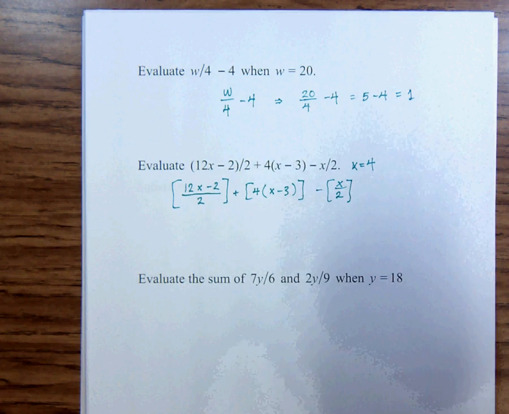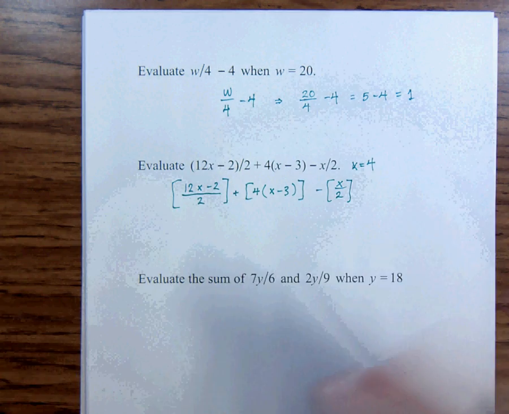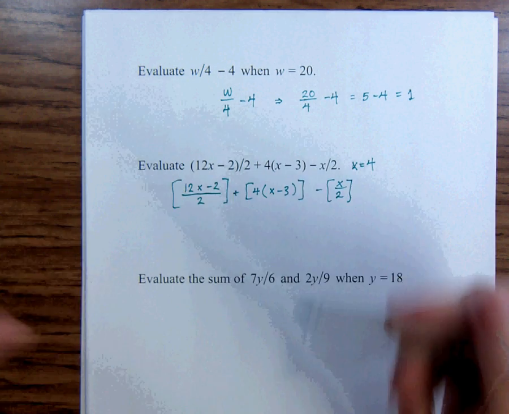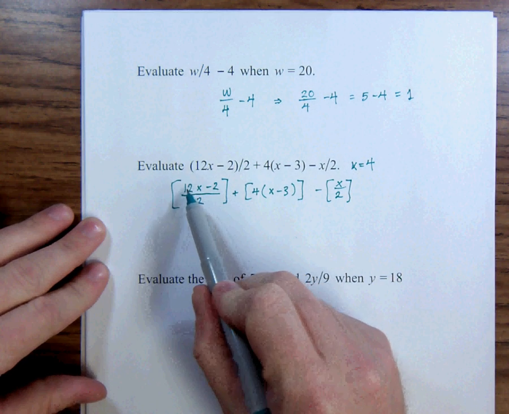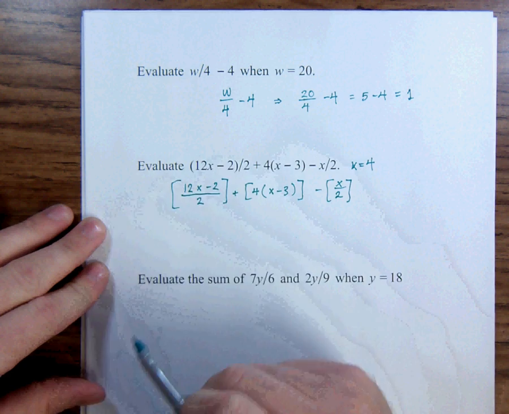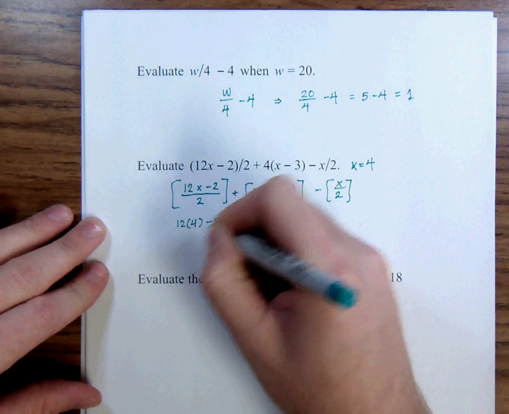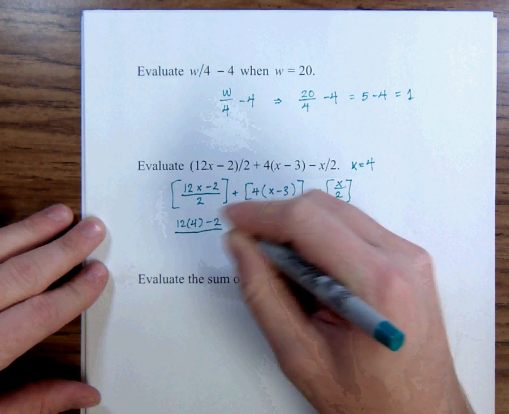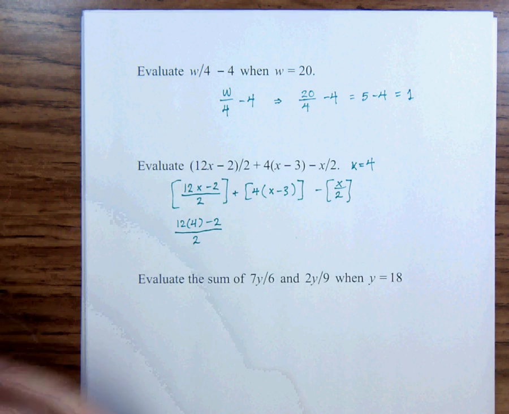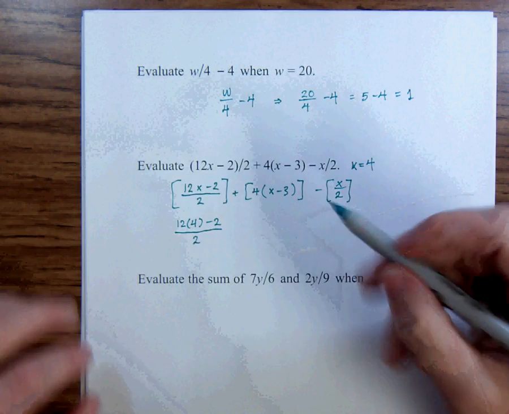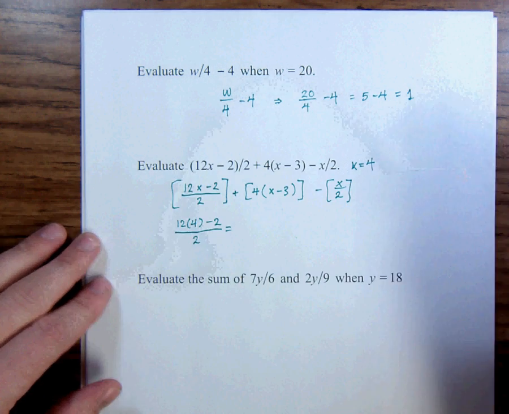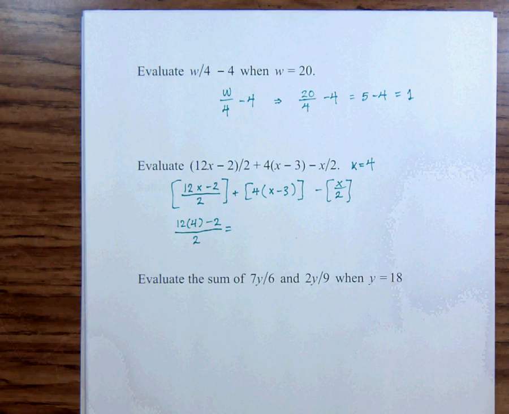So I'm going to evaluate them separately. And then I'm going to add and subtract as stated. So first thing I'm going to do is I'm going to do this one, and I'm going to put 4 in for x. So I have 12 times 4 minus 2, and it's all divided by 2. Okay? So, and I might run out of room, but that's okay. I have extra paper.